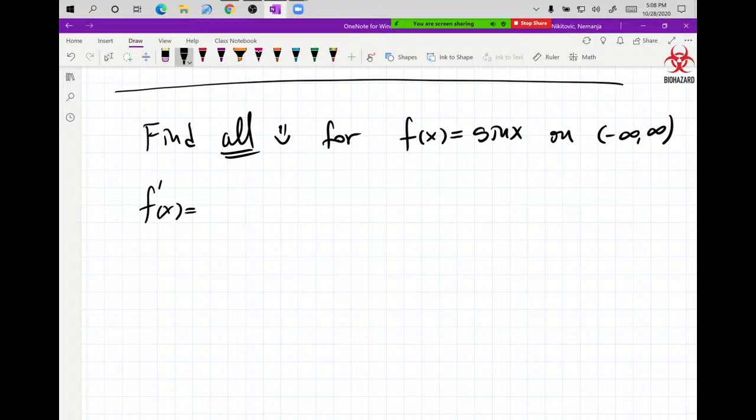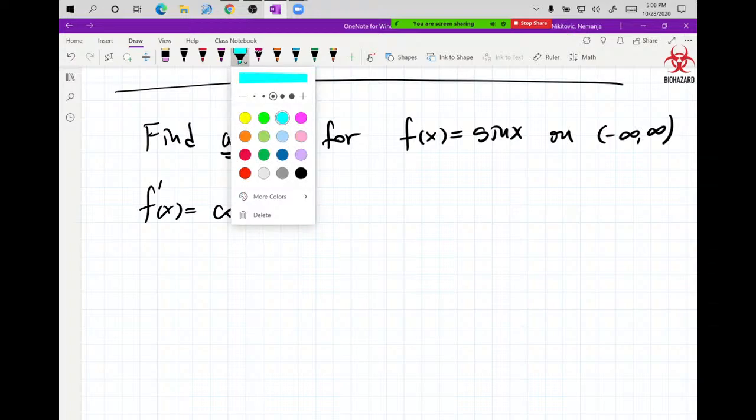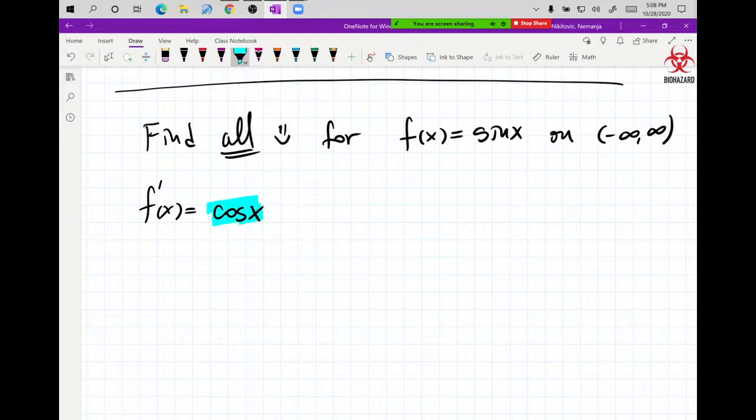F prime of x is equal to the derivative of sine, which is cosine. And as usual, I like to highlight that so I can quickly find it. I need to set this equal to 0 and solve the equation cosine x equals 0. Now, for me, the fastest way to solve any trig equation is to draw a graph, because I see it goes through pi over 2 and 3 pi over 2. That's a pi and that's a 2 pi at the end.